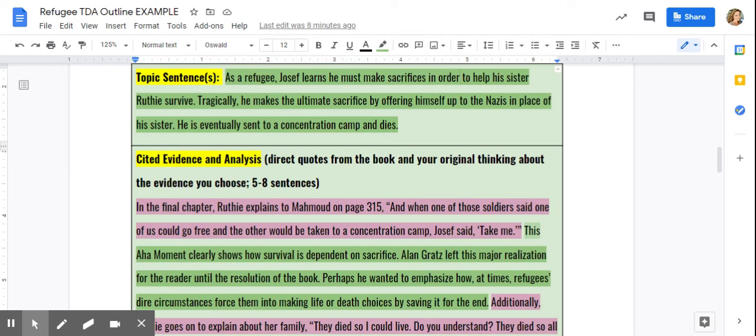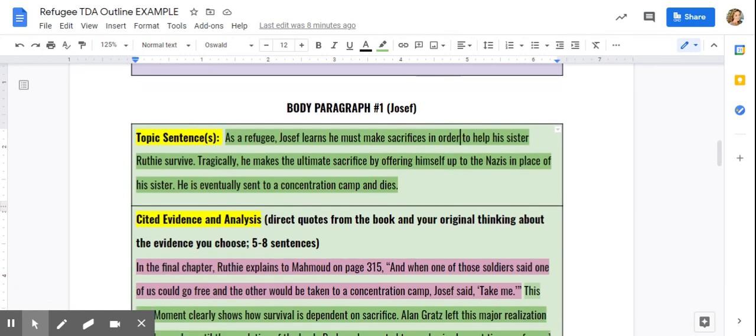So highlight your body paragraphs. Look to see how much evidence you have compared to your analysis. If you don't have a lot of green, you need to think some more. Go back and think some more and add some more thinking about why you chose that evidence. So that's how you set up the body paragraph.